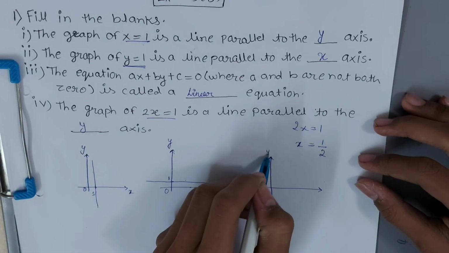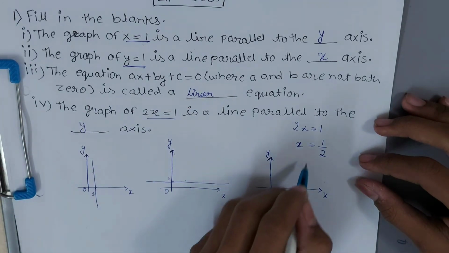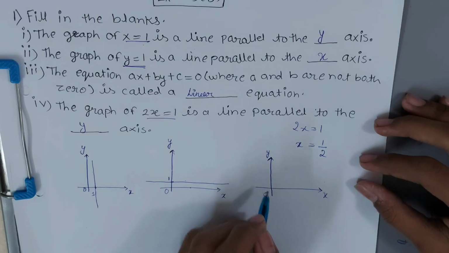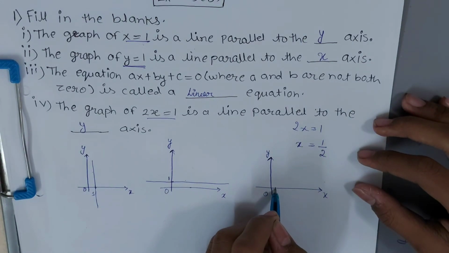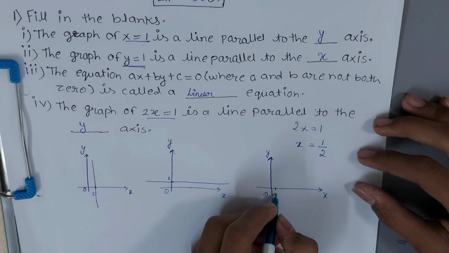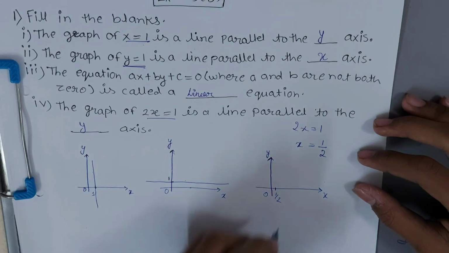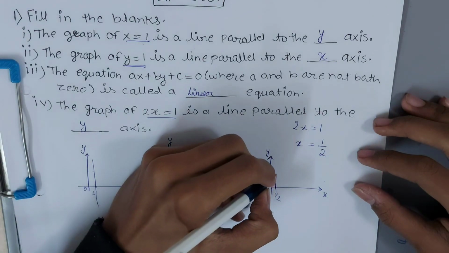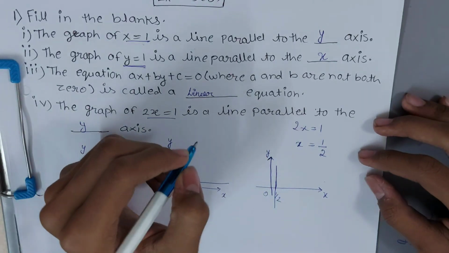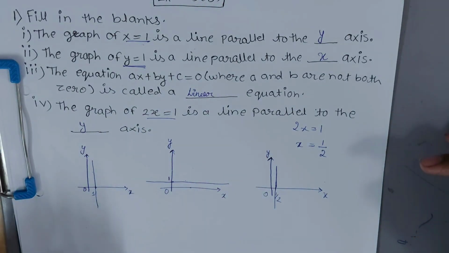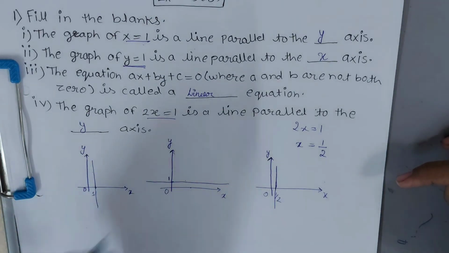I will show you that. This is 0, this is the y-axis, this is the x-axis. So x equals 1 by 2 is at this point. On the x-axis, 1 by 2 will be here between 0 and 1. When you have to make the line, just draw a straight line like this. That's it. So this is the thing about these graphs.